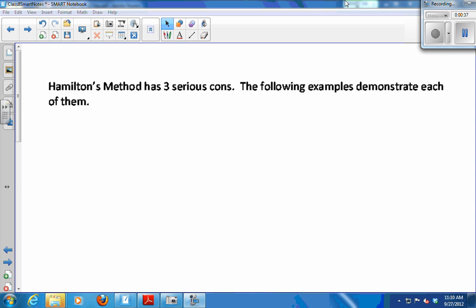And this seemed like a really good, pretty fair system. It's easy to explain, quick, and fair. So these were all good pros that we talked about. So of course, though, it's got to have some cons. Otherwise, we'd still be using it as our method of apportionment today, but we don't. So we're going to do a few examples that demonstrate each of these three serious drawbacks to Hamilton's method.